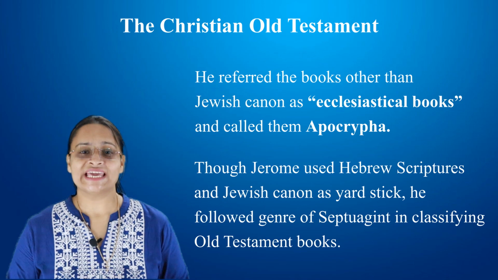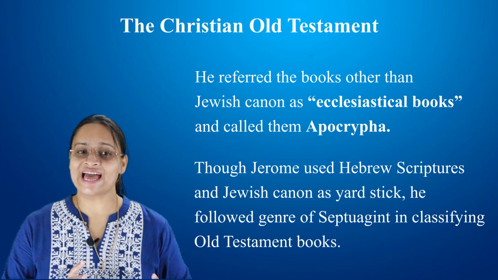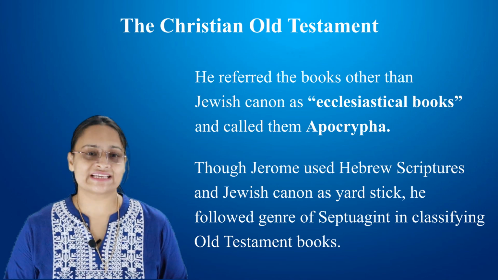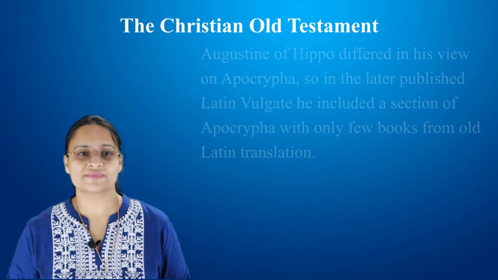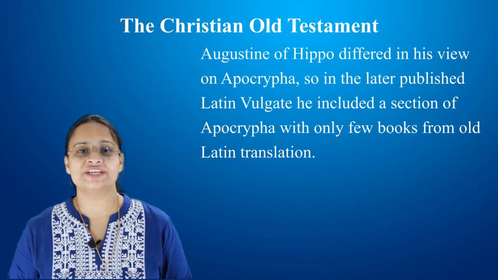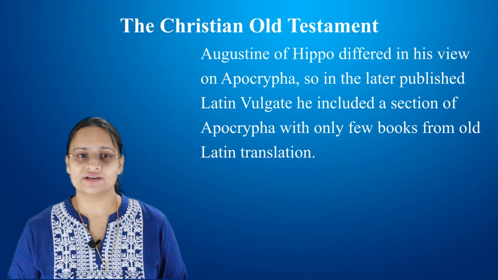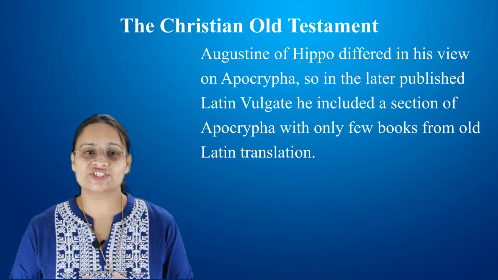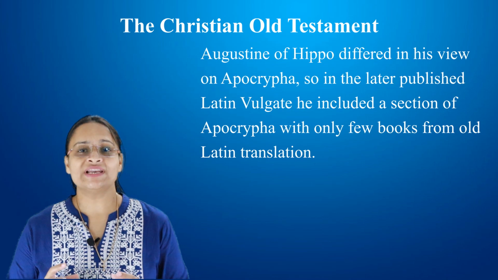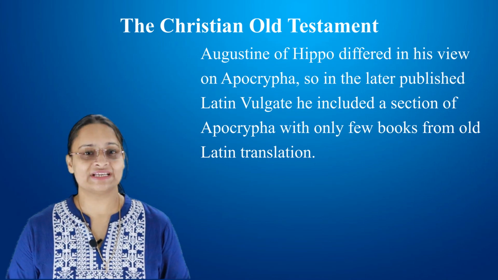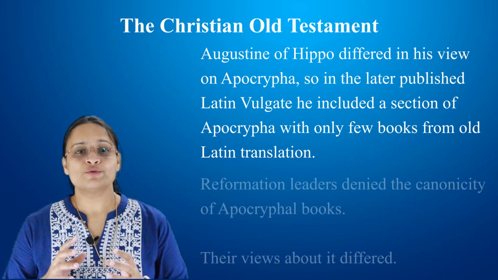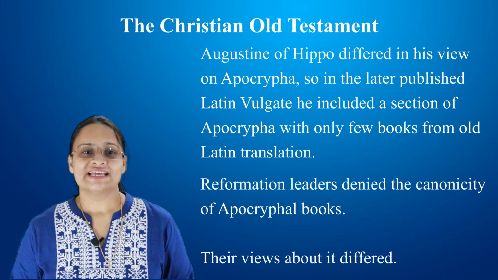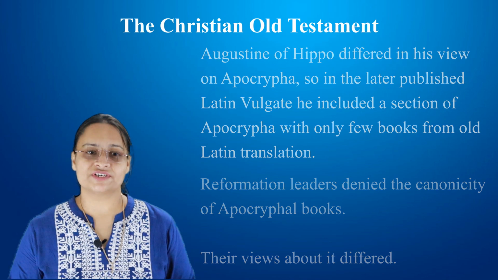Though Jerome used Hebrew scriptures and the Jewish canon as the yardstick, he followed the genre of the Septuagint in classifying the Old Testament books. Augustine of Hippo differed in his view on Apocrypha. So in the later published Latin Vulgate, he included the section of Apocrypha with only a few books from the Old Latin translation. Reformation leaders denied the canonicity of apocryphal books. Their views about it differed.